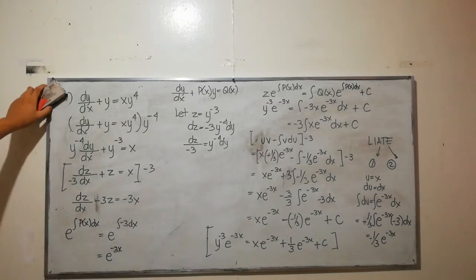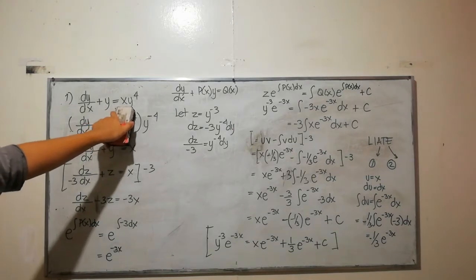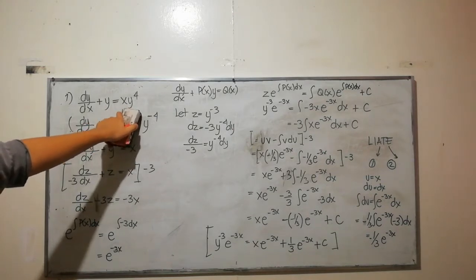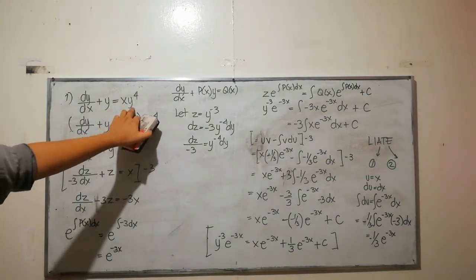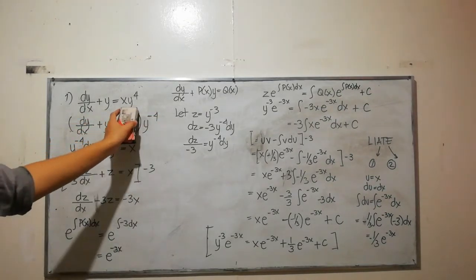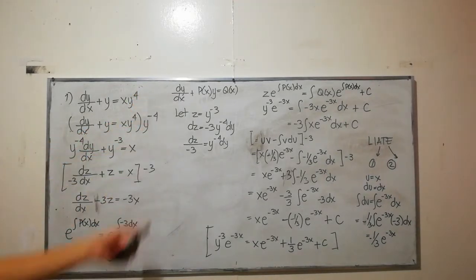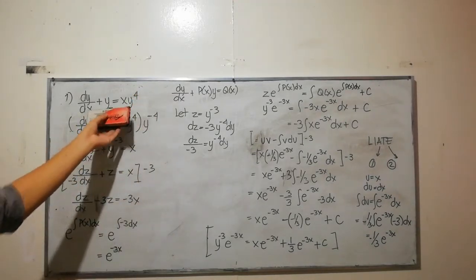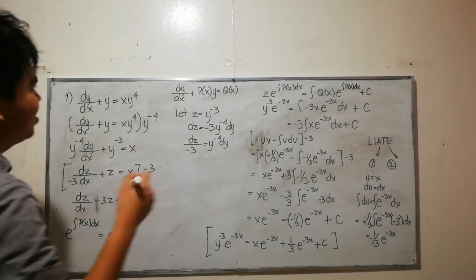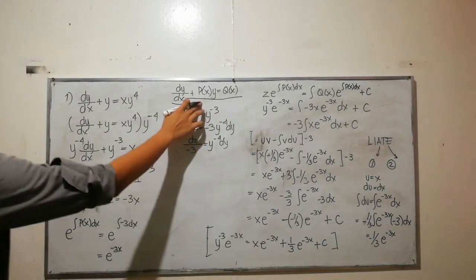So we have problem number one, dy over dx plus y is equal to x y raised to 4. So this is nonlinear. We need to convert this to the linear form of a differential equation.